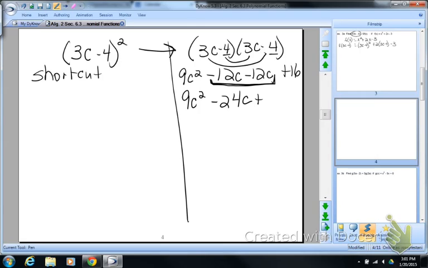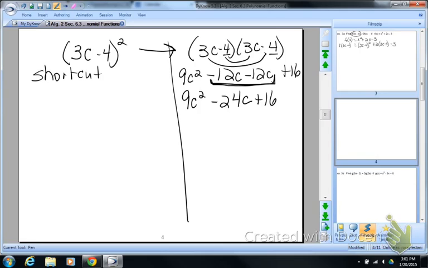And then bring down the plus 16. Okay. Now, some of you might have remembered learning this in Algebra 1. Some of you might not. But I'm going to show you the shortcut. As soon as you learn the shortcut, it's going to help you. If not, then you need to go to the side and do the long version.